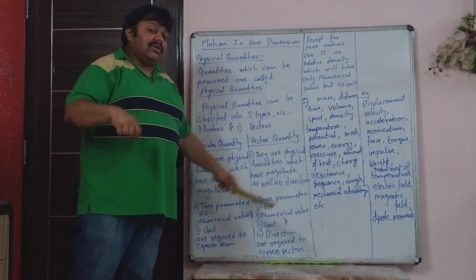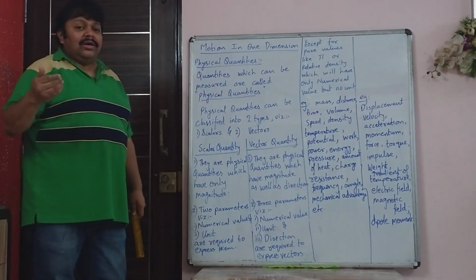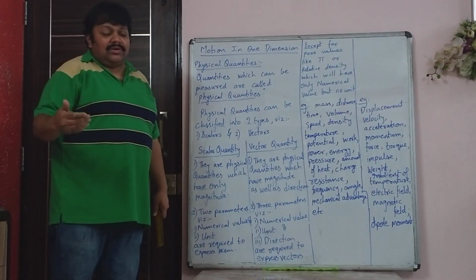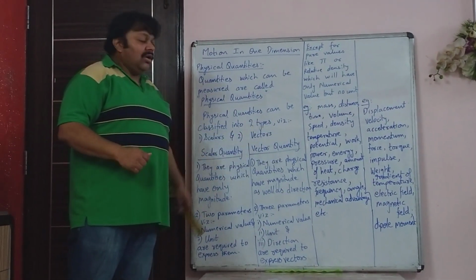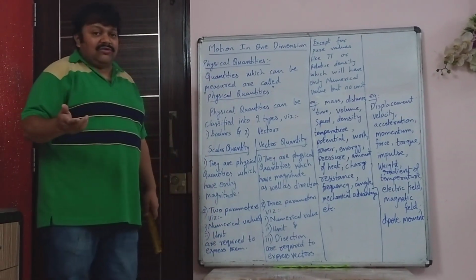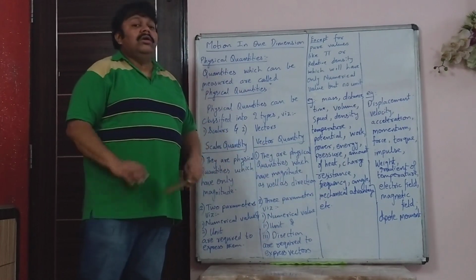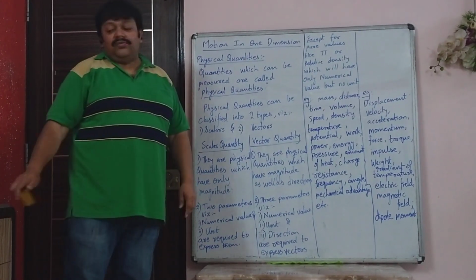See, temperature is a scalar quantity because when you say it is 26 degree Fahrenheit or your body temperature is 37 degrees Celsius, then you will not tell any direction. But gradient of temperature is a vector. I will explain what is the meaning of gradient of temperature.